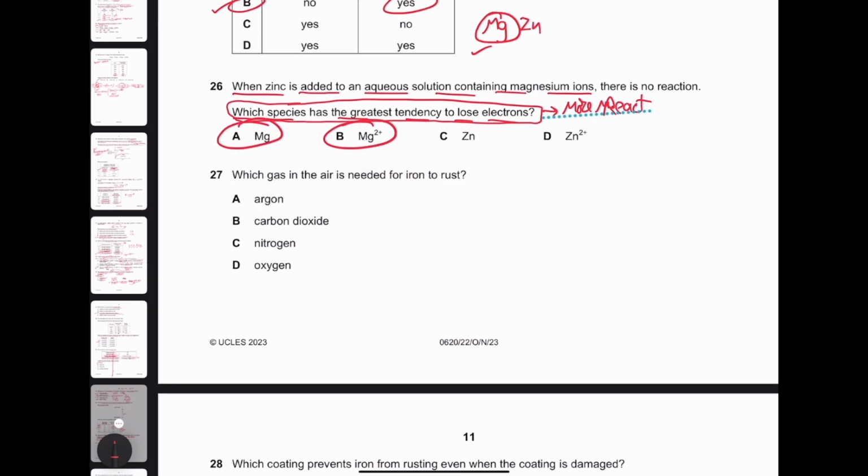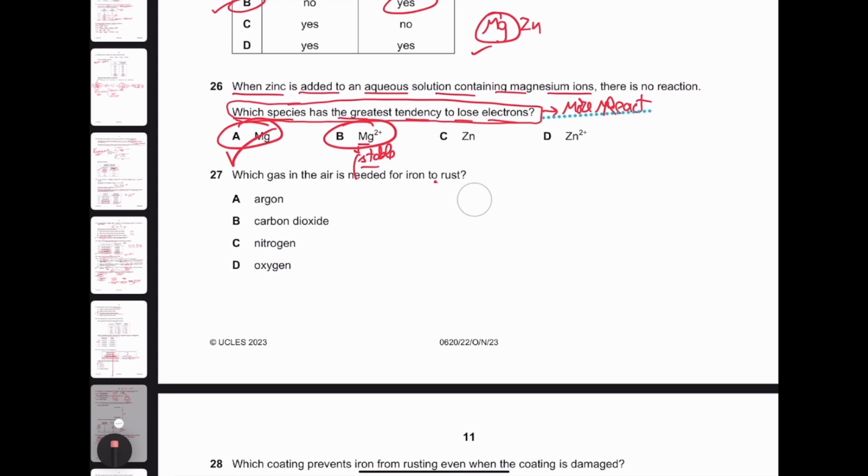See, Mg2+ is already stable. It has already lost 2 electrons. The configuration of magnesium is 2, 8, 2. It has already lost 2 electrons and formed a positive ion. So this will not be the answer. This has a tendency to lose. So the answer is A.